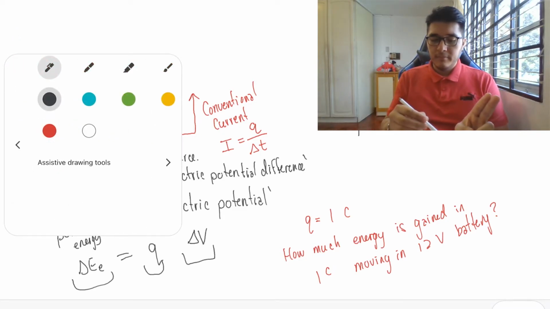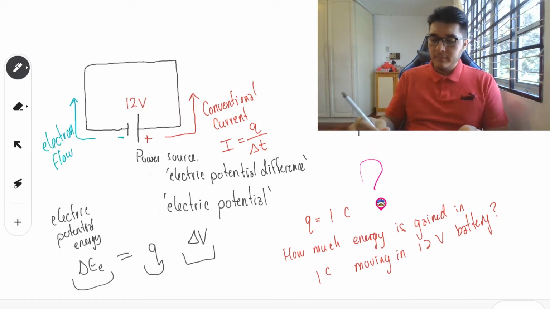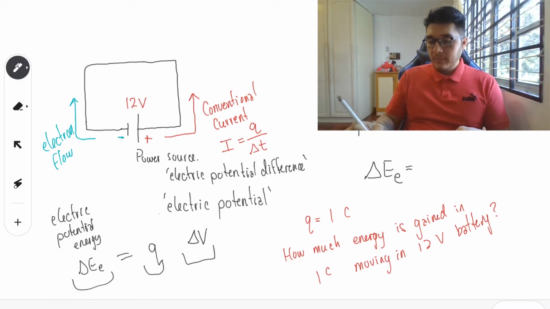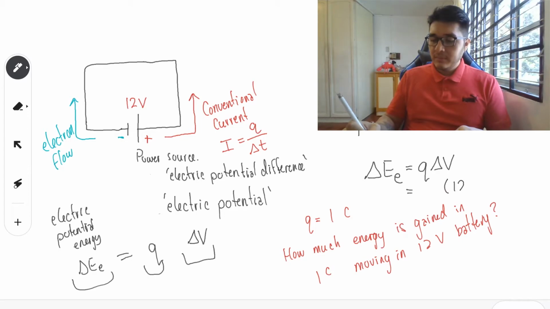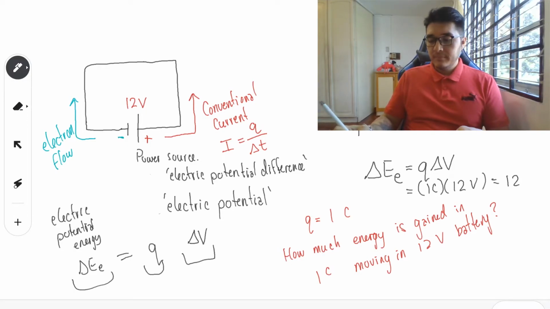Let's look at it. Can you write out the math? Well, the formula is the electrical energy of a charge is going to be the charge that moves through an electric potential difference. So what is the electric potential difference? 12 volts. And what is the charge moving through this 12 volts? 1 coulomb. So how much energy does it have? 12 joules.